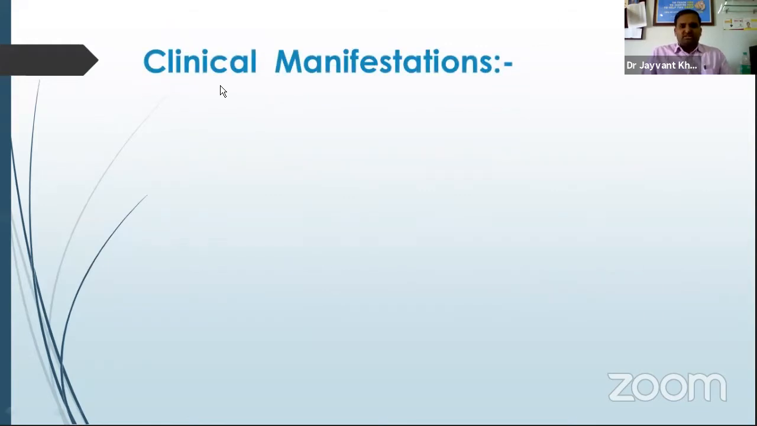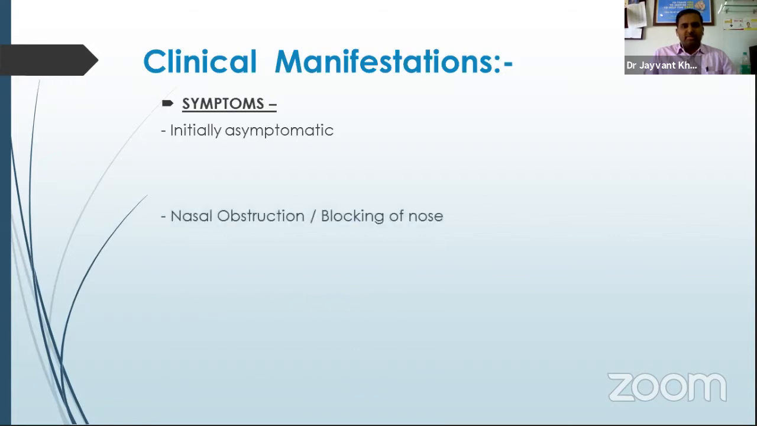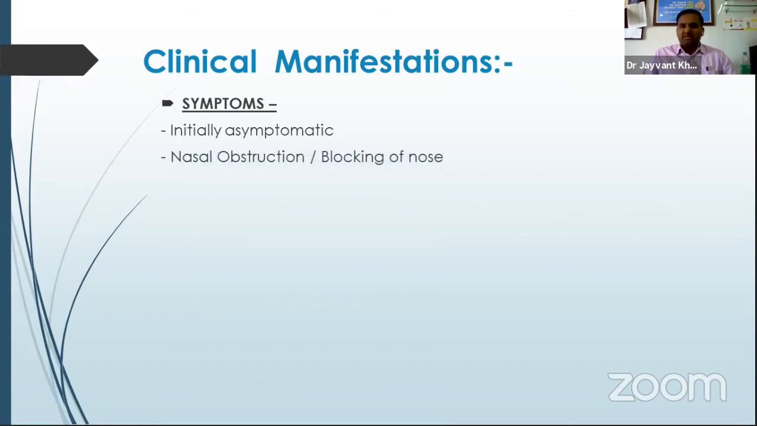Clinical manifestations means signs and symptoms. We will see symptoms first. Initially, DNS is asymptomatic, as I said earlier. Nasal obstruction is the main symptom. We can call it the cardinal symptom of deviated nasal septum: nasal obstruction or blocking of the nose. Nasal discharge: when there is turbinate hypertrophy with a deviated nasal septum, it leads to rhinitis and nasal discharge.